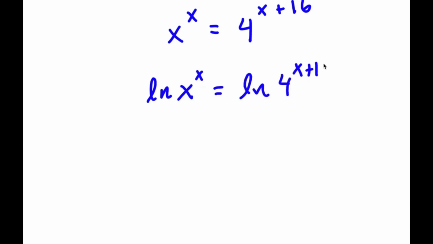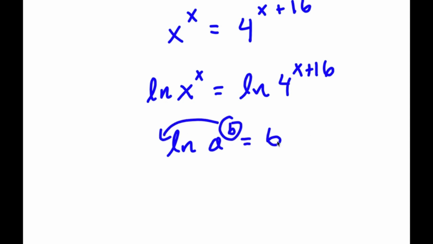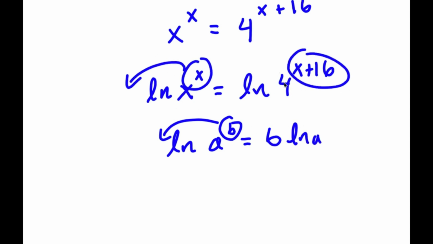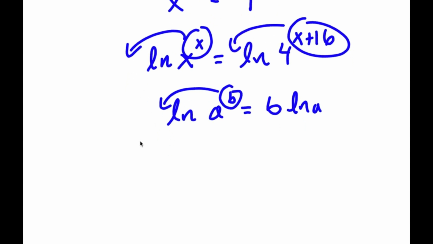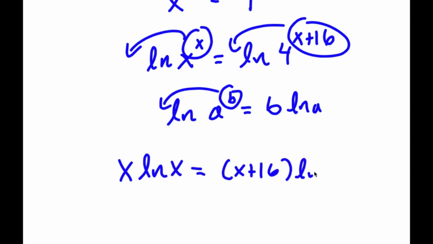Now if I take the ln of something in the form a to the power b, I can move this exponent b to the front. So this can equal b times ln a. So in this case, I have ln x to the power of x. I can move x to the front, and ln 4 to the power of x plus 16, I can move x plus 16 to the front. So now I have x times ln x is equal to x plus 16 times ln 4.